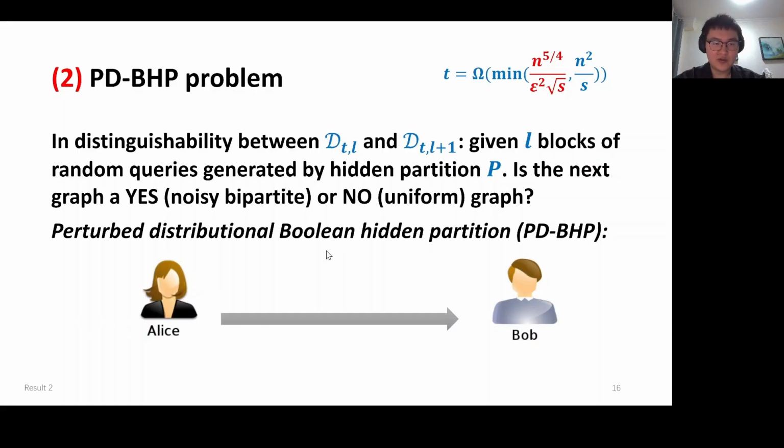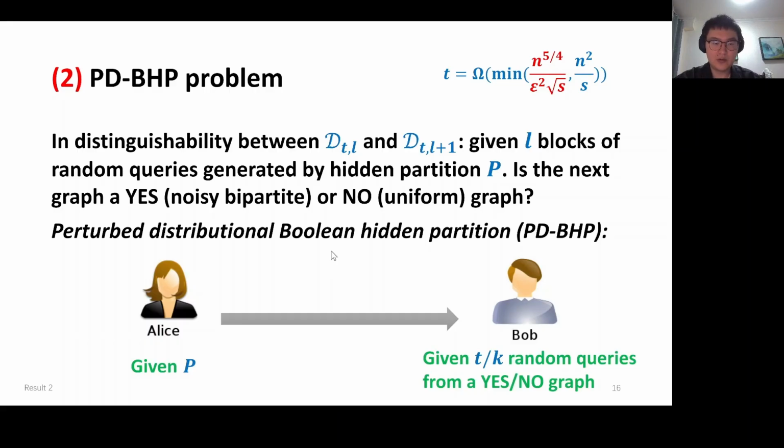So the next part is the PDBHP problem. This captures the indistinguishability between DTL and DTL plus 1. Given L blocks of random queries generated by the hidden partition P, is the next graph a yes graph or a no graph? That is, is it a noisy bipartite graph or a uniformly random graph?